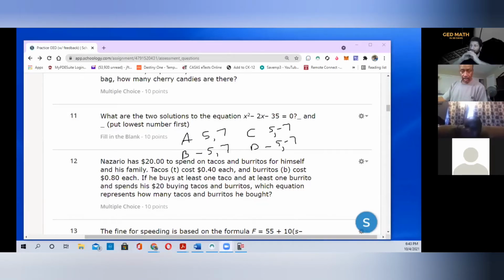What is the 2 solutions to the equation x squared minus 2x minus 35 equals 0? And this one is considered medium to difficult. I'm going to show you how easy it is. Easy. Piece of cake.